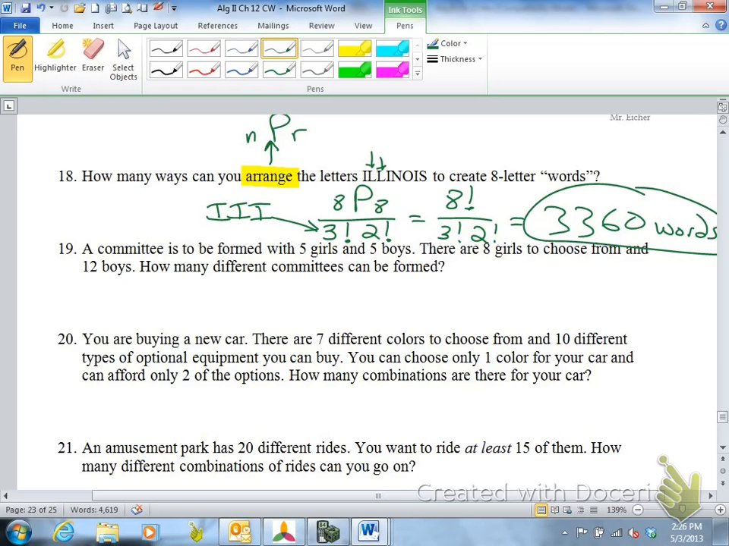A committee, that's a key word right there, committee. Committee means use a combination, nCr. A committee is to be formed with 5 girls and 5 boys, with 8 girls to choose from and 12 boys. How many different combinations, or how many different committees, can be formed?